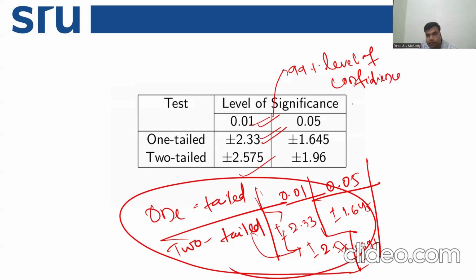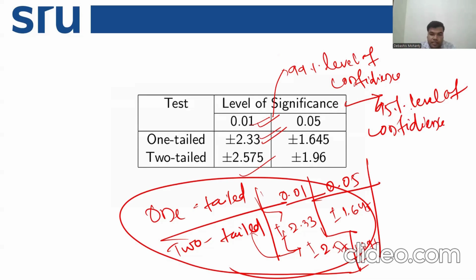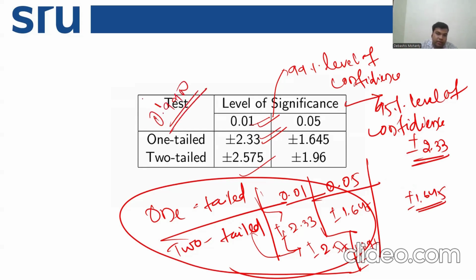So 0.05 means 95% level of confidence. So students, based on this, 0.01 means for the one-tailed test we can find 2.33, and for 0.05, plus or minus 1.645. 2.33 means 99%, that is 0.9900. This normal table we have to follow. And 0.05 means 0.9500. This value we have to follow.